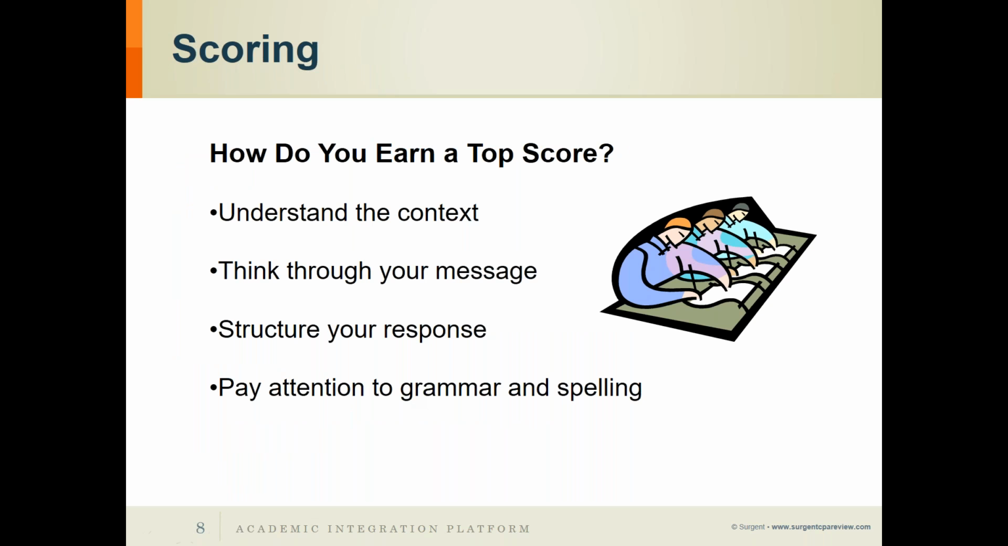So when it comes to scoring on the BEC section, how do you earn a top score? Ways that you can earn a top score are understanding the context of the question. So understand what is expected of you in your response. Take some time before you start just writing away to think through your message. What is it, what do you want to say? How do you want to say it? Structure your response in your head. Sometimes that helps. You do have that whiteboard, or that board that you can jot down things.